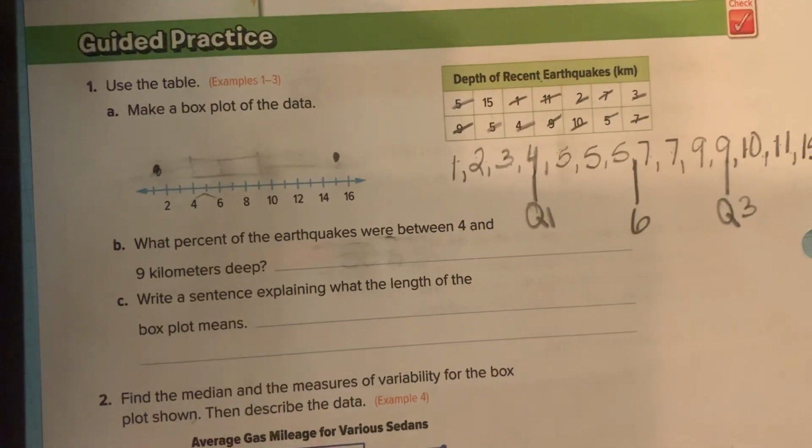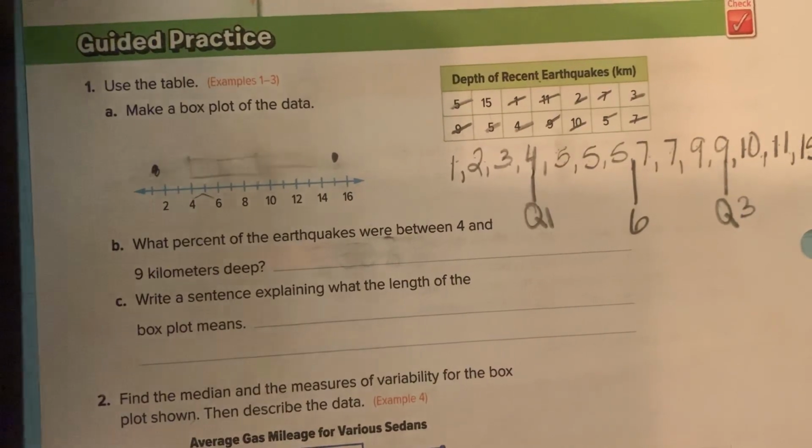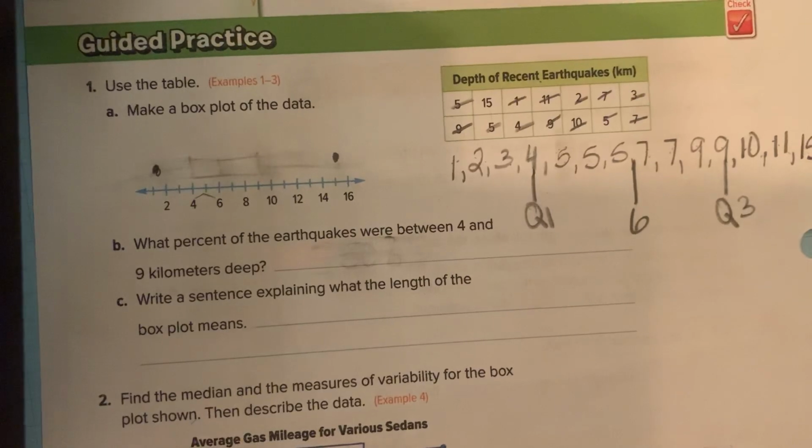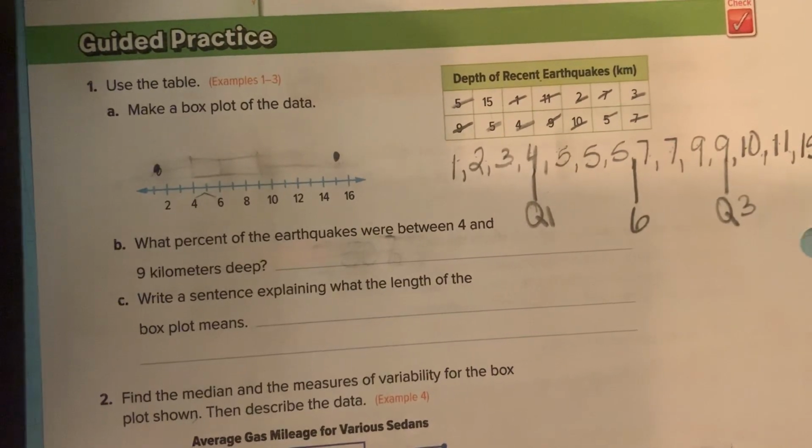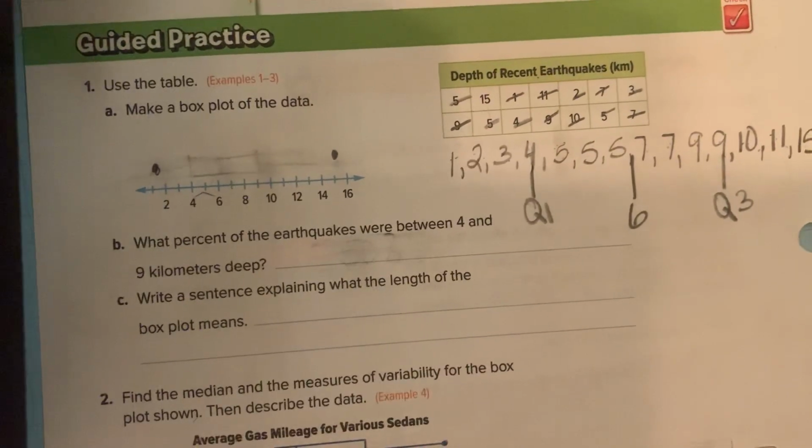Today's lesson for Monday is all about box plots. Box plots are a way to organize information using lots of the concepts that we've talked about already. We've talked about the median, which is the middle number. We've talked about quartile 1 and quartile 3. So we're going to take that information and put it in a box plot, a way to graph it.